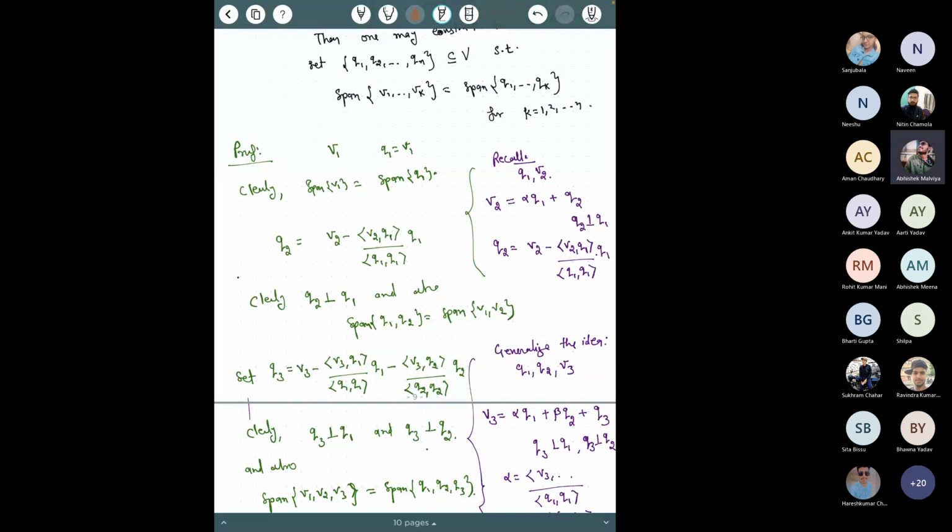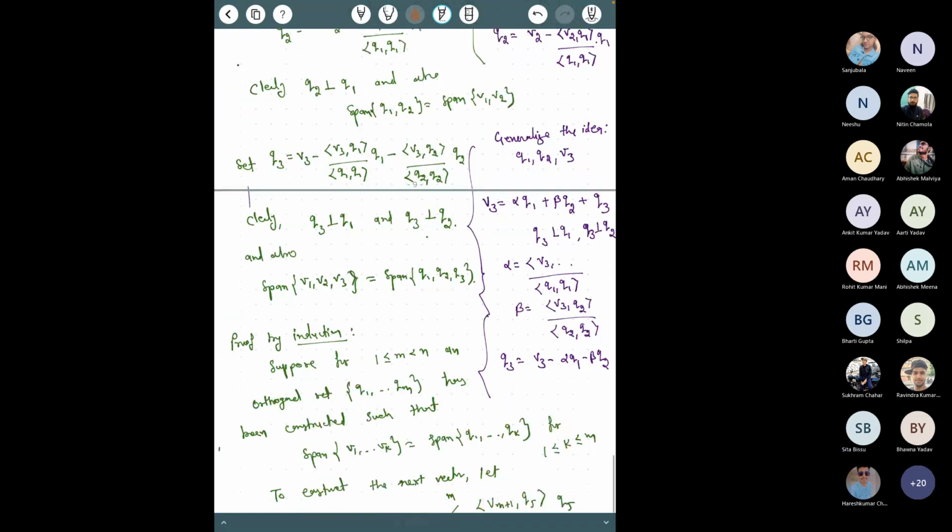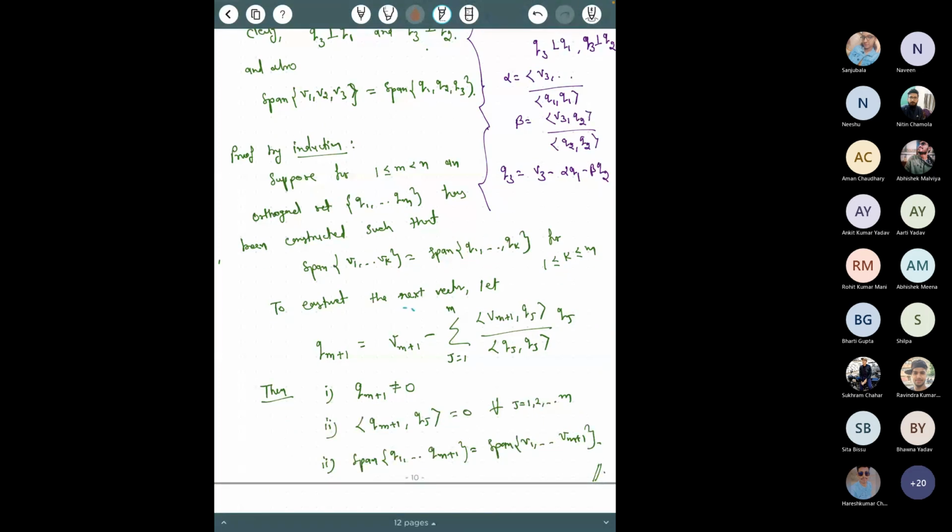So let's look at this one here. This is the general formula for getting the vectors. So what happens if I apply the Gram-Schmidt process on the k plus 1th vector?